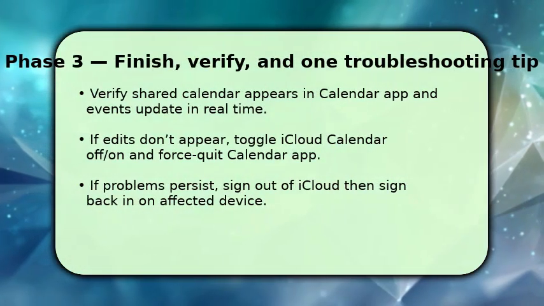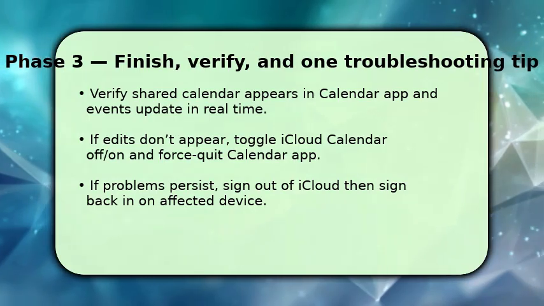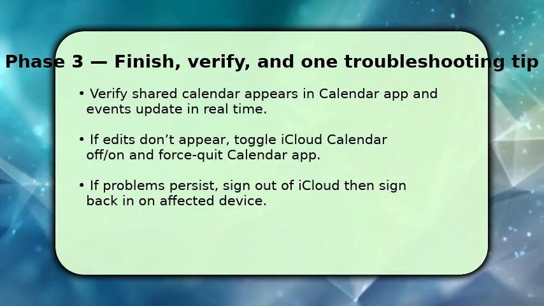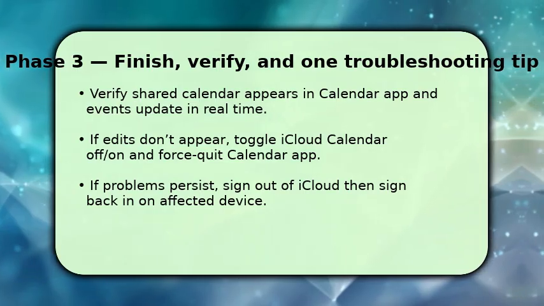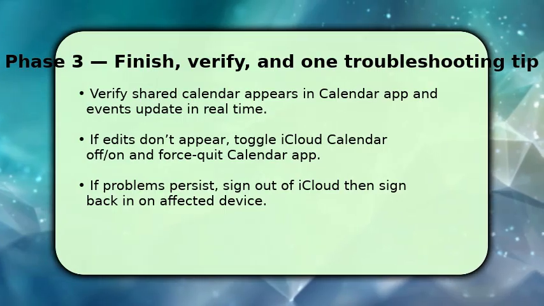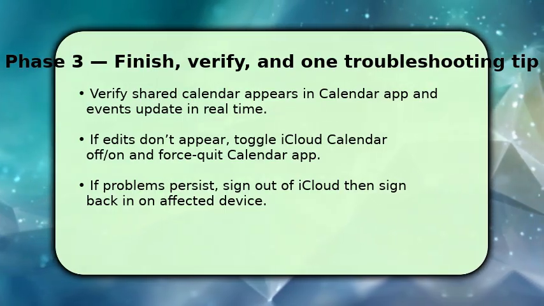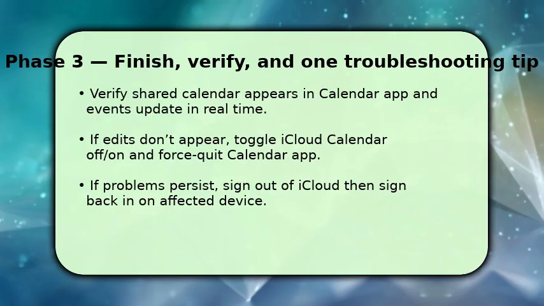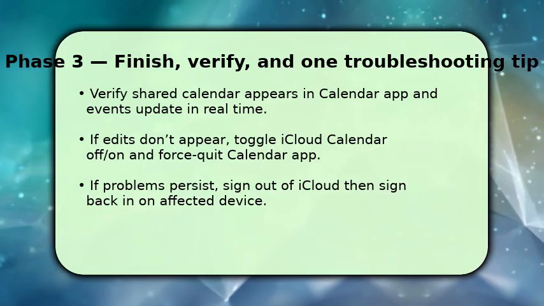This validates the link. If events fail to update, force quit Calendar and toggle iCloud Calendar off and on to trigger a fresh sync. That often resolves transient issues. If syncing still fails, sign out of iCloud and sign back in. This reestablishes account access.